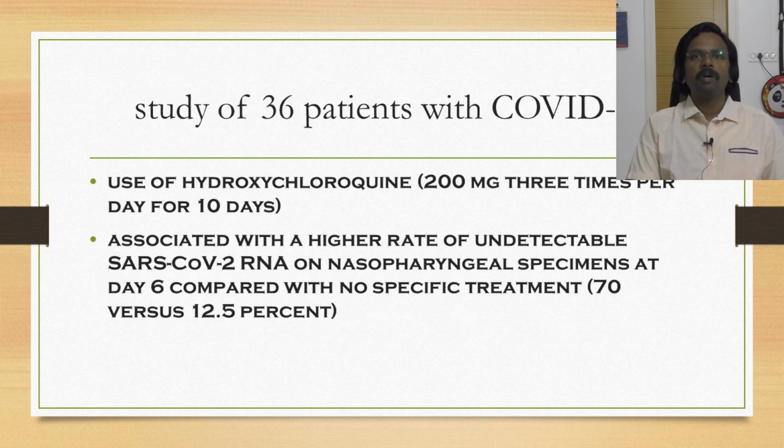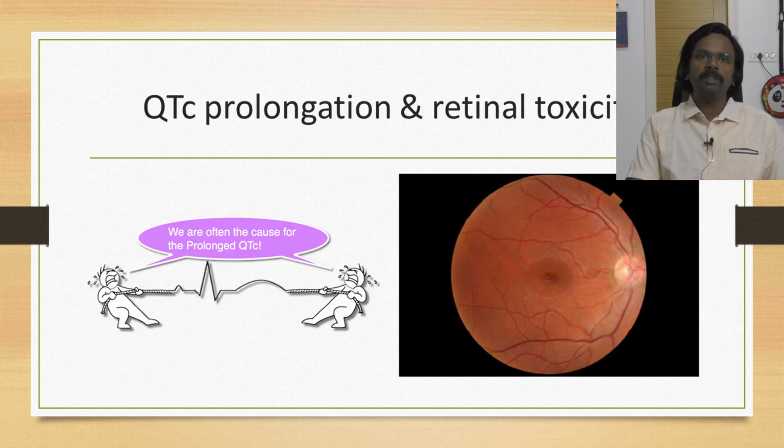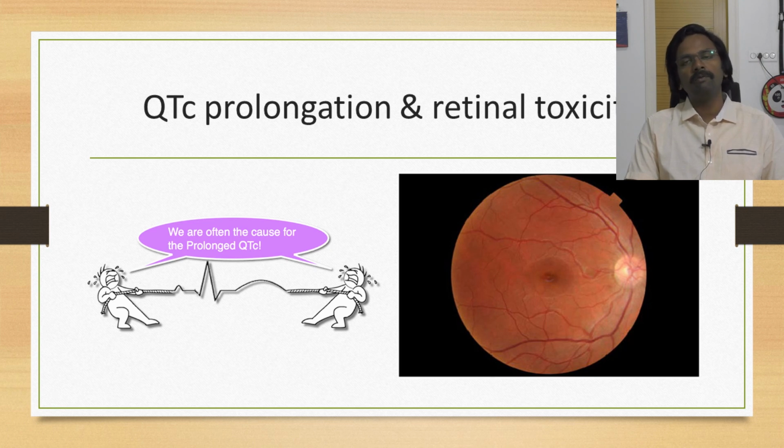And this is a study of 36 COVID-19 patients where usage of 200 mg of hydroxychloroquine thrice daily for 10 days was associated with a higher rate of undetectable SARS coronavirus 2 RNA on the nasopharyngeal specimen at day 6 compared with only supportive treatment. The only problem with the use of chloroquine and hydroxychloroquine is QT interval prolongation and retinal toxicity, which can be very worrisome, particularly in the elderly population. So always check a baseline ECG, check the QT interval before giving hydroxychloroquine or chloroquine.